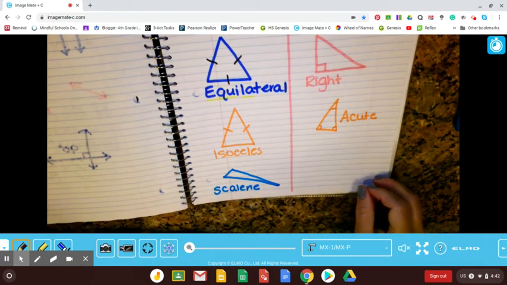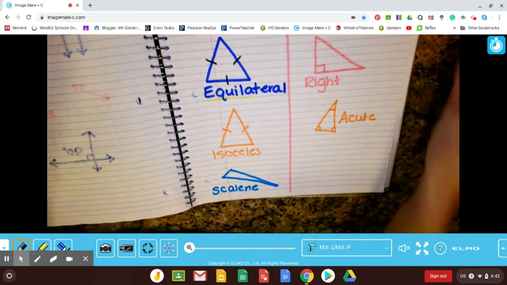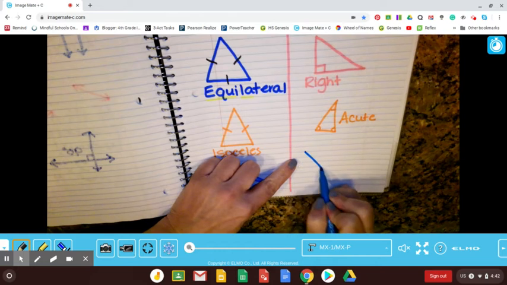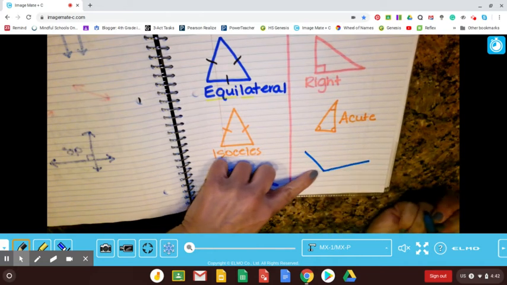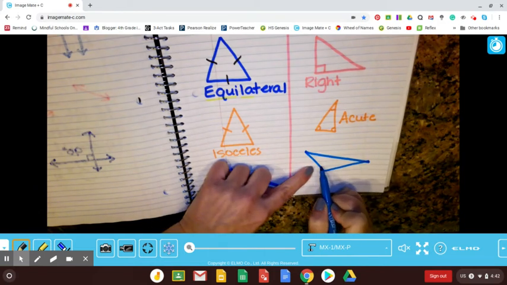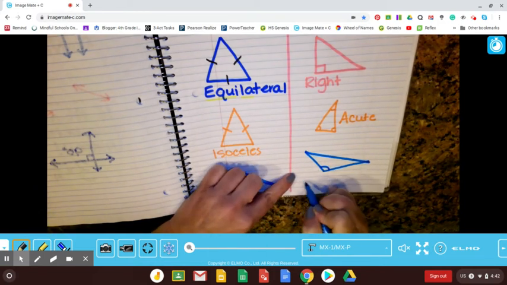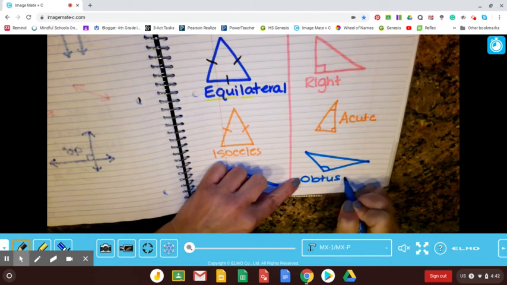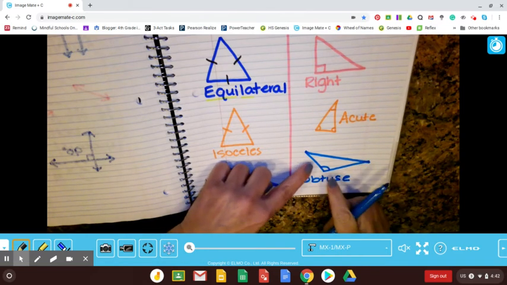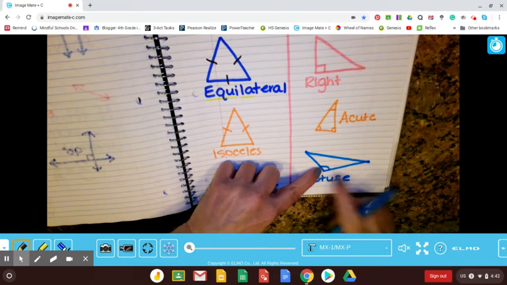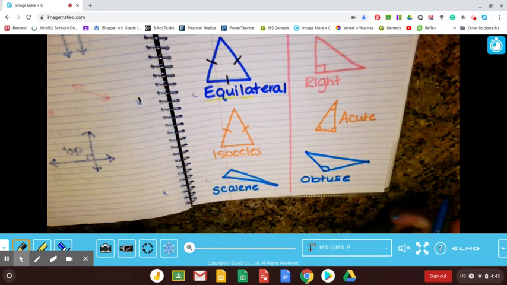And finally, we have an obtuse triangle. An obtuse triangle is a triangle, yeah, that looks pretty obtuse, that has one obtuse angle in it. I can't have more than that because the other two angles would have to be acute. If you have one obtuse, one big one that is greater than 90 degrees, the other two are then acute.